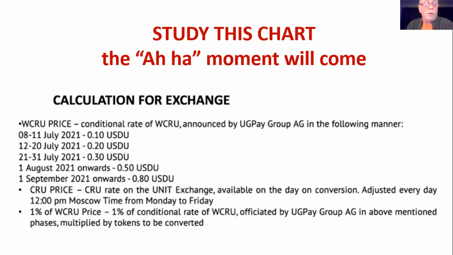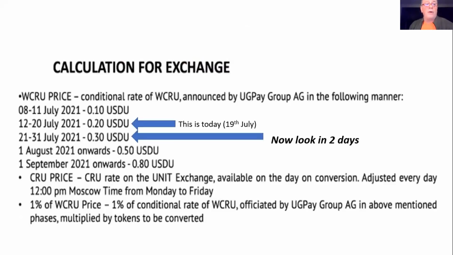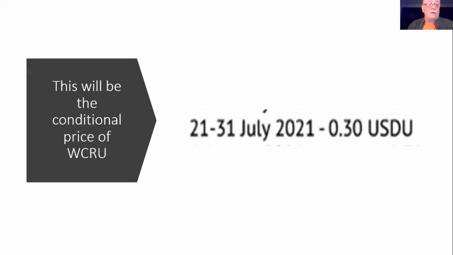The first part of what we need to look at is this chart. This is the conditional price announced by UGPay for World CRU. This is what is going to happen, and what we have to understand is that they're giving us knowledge, so it's not a matter of having to look into a crystal ball and guess what's going to happen. They're actually laying it out for us, telling us exactly what's going to happen. Right now, the conditional price of World CRU is 30 cents. That's what it is right now.